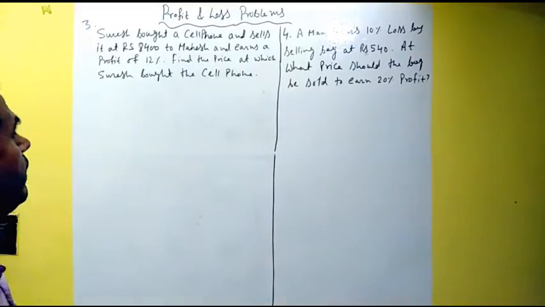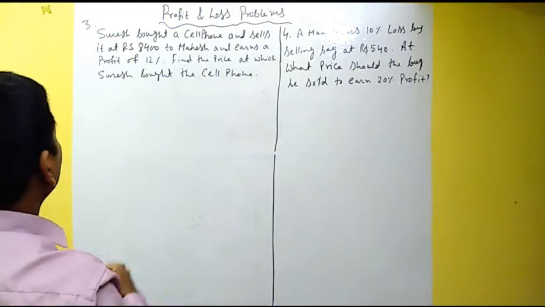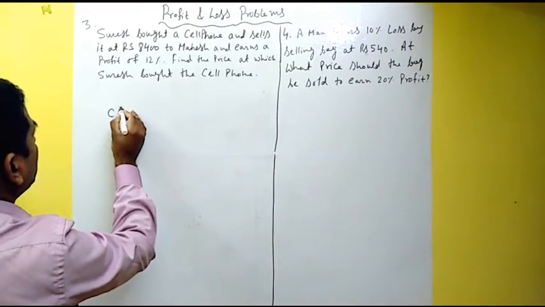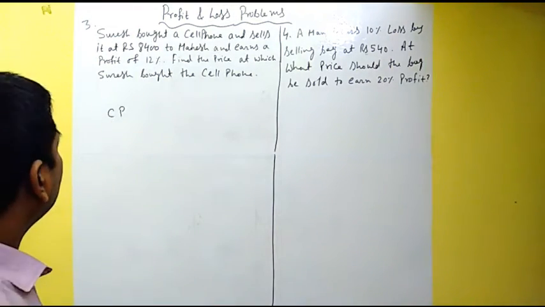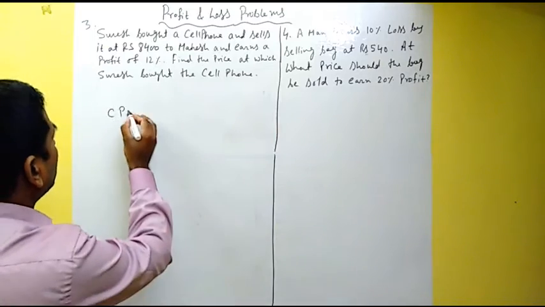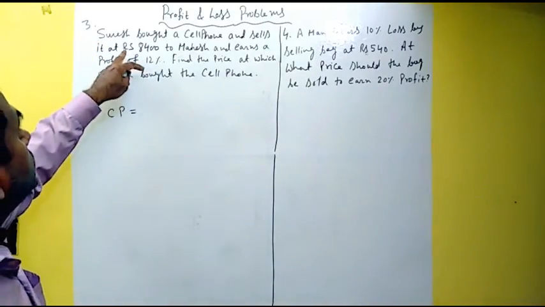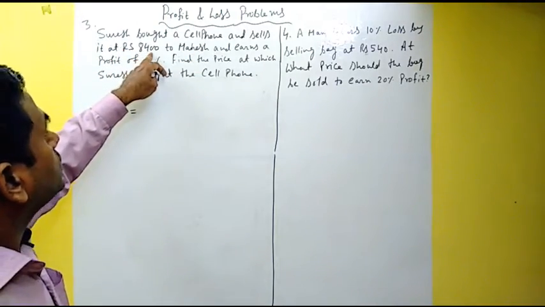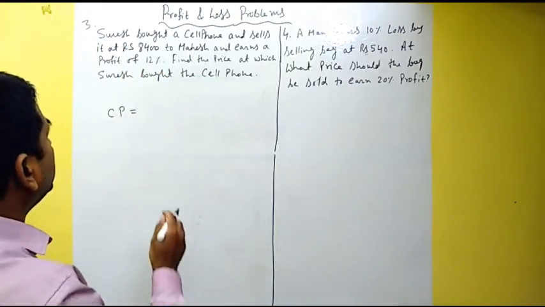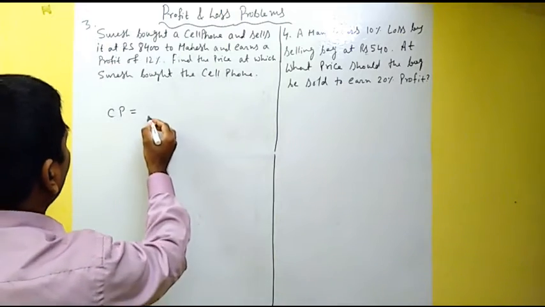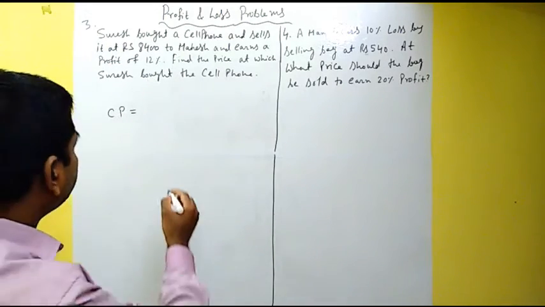So what we have to find is at what price Suresh bought the cell phone, which is the cost price. So we will be using the formula for cost price. Very clearly you can see Suresh has sold the cell phone at 8,400. That means the SP is given. So we will use the formula.